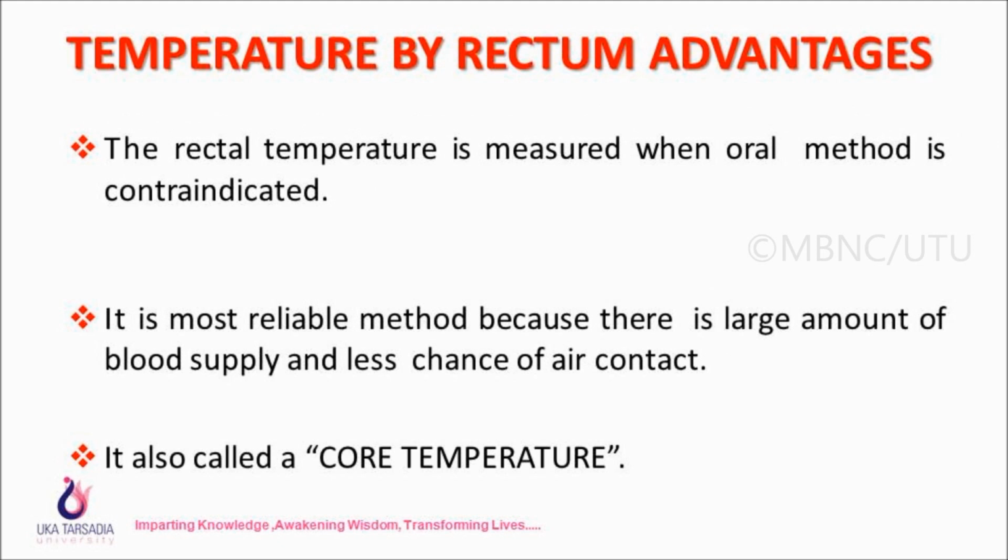Temperature by rectum advantages. First, the rectal temperature is measured when the oral method is contraindicated. Second, it is the most reliable method because there is a large amount of blood supply and less chance of air contact. Third, it is also called the core temperature.